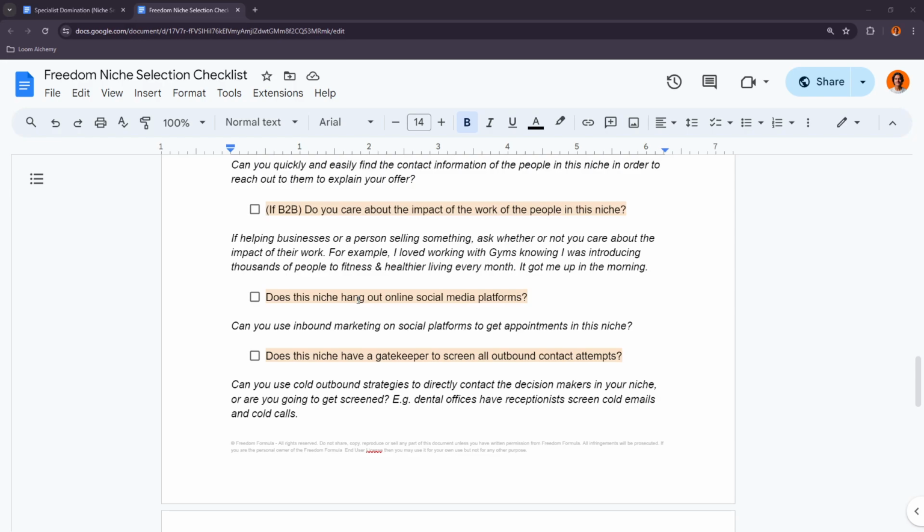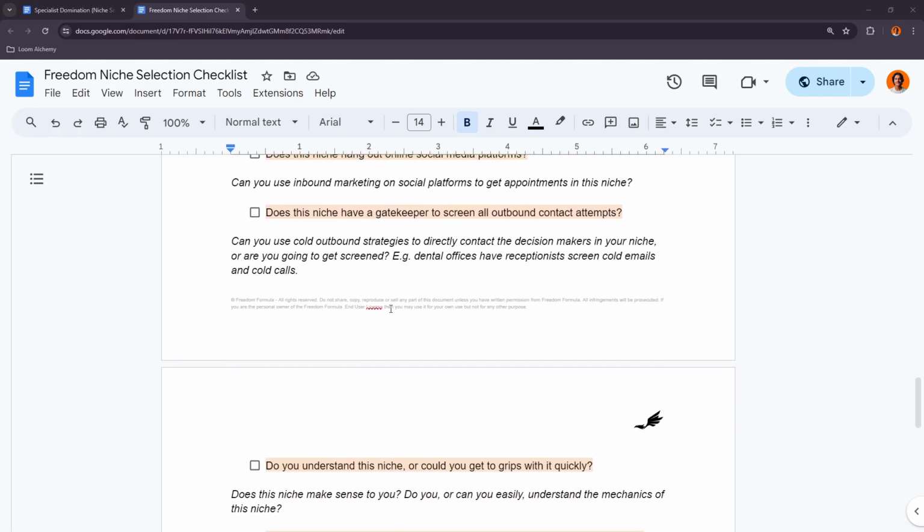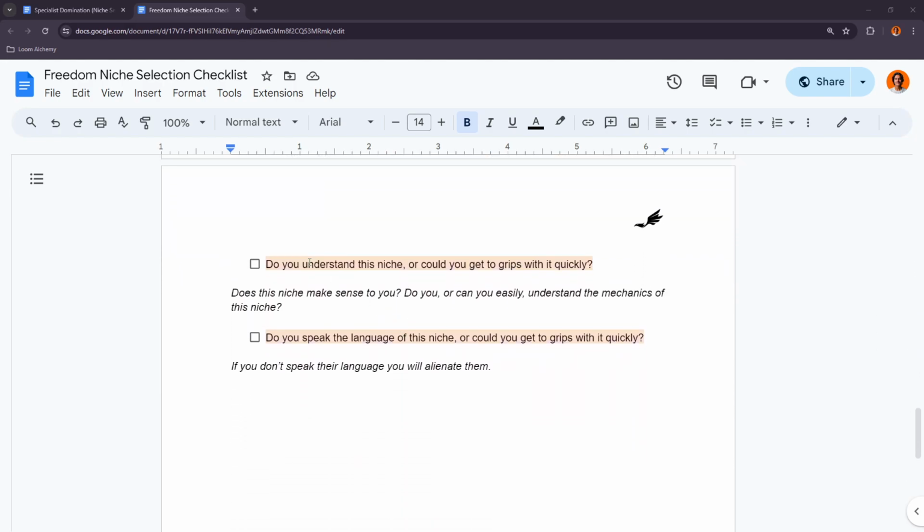The next one is, does this niche have a gatekeeper to screen all outbound contact attempts? It is not that big of a problem, because you can easily find ways to get around them. But for example, dental offices, they have a receptionist, right? They don't let you contact the dentist, and that's a problem. So if you can find a niche where there are no gatekeepers, it is much better, because you can directly contact the person in charge.